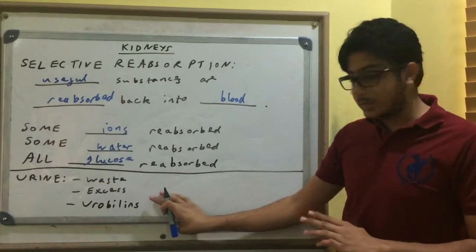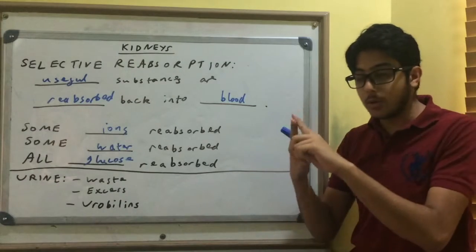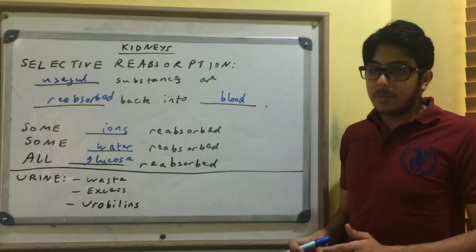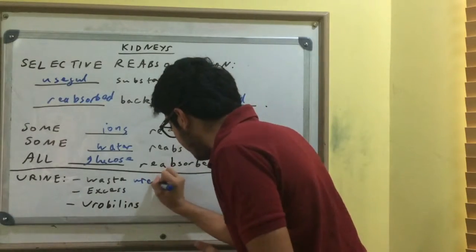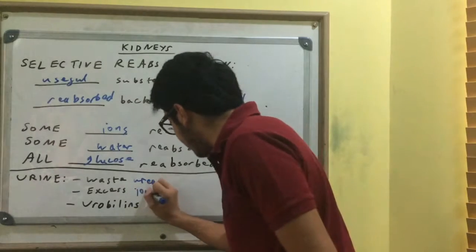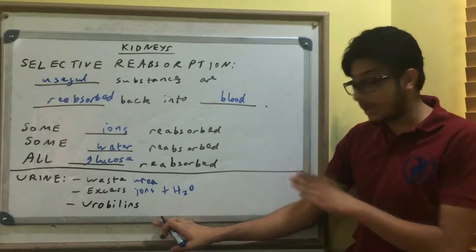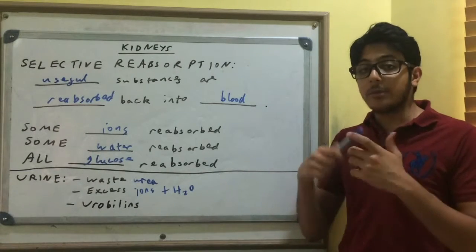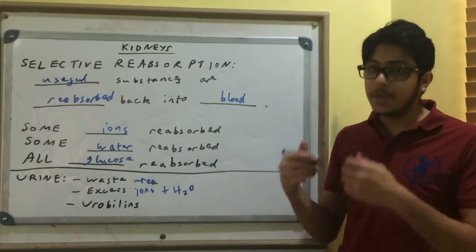Now, before we finish, let's talk about urine, because all these items in excess, the ions in excess and all the waste products that need to be removed, are removed out of the bladder in the urine. So what does the urine actually contain? It contains waste urea, which we said comes from the breakdown of amino acids in the liver, excess ions and water that have not been reabsorbed back into the blood, and urobilins. Urobilins are just yellow pigments that come from the breakdown of hemoglobin in the liver. And that's what gives your urine its yellow color.